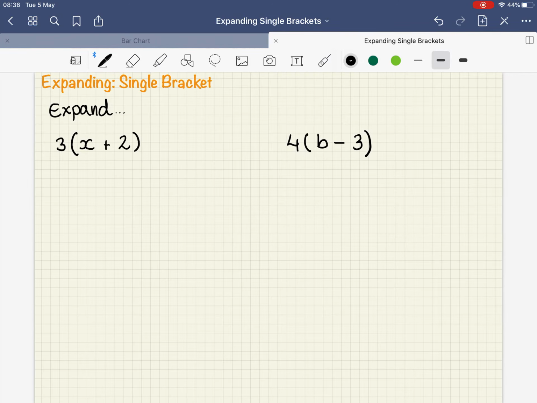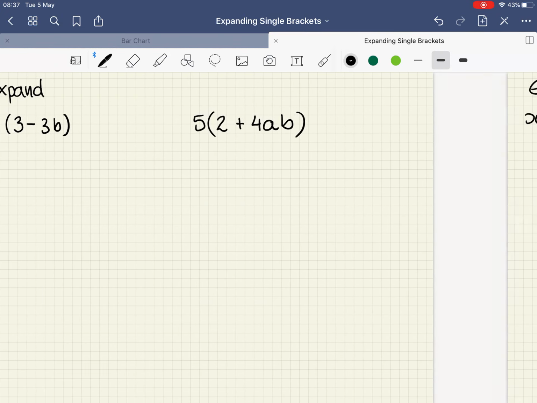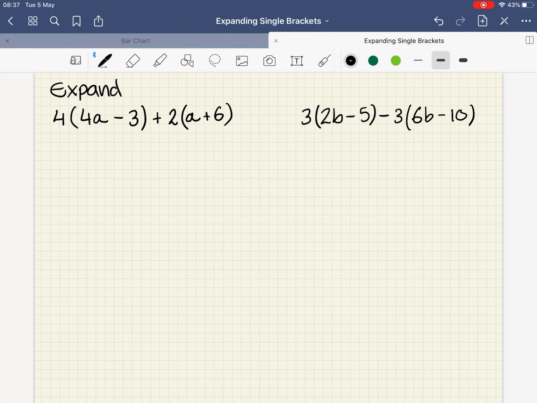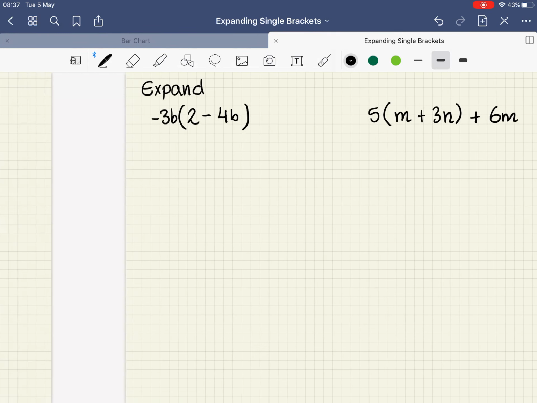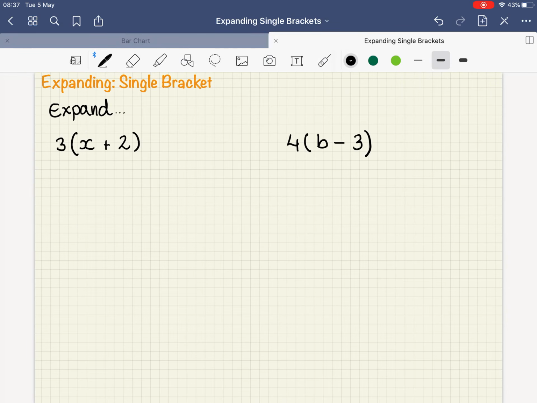Okay, so we're going to be looking over expanding a single bracket. Hopefully most of you guys should already be alright with this, but we're just going to go over it so you're not confused at any point, especially later on when we go on to double brackets. So I've got quite a lot of examples to get through, and they sort of slowly progress in difficulty. So let's just go for it.